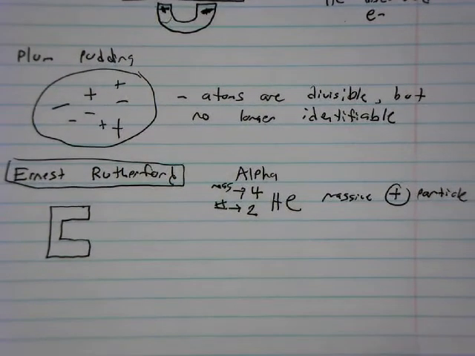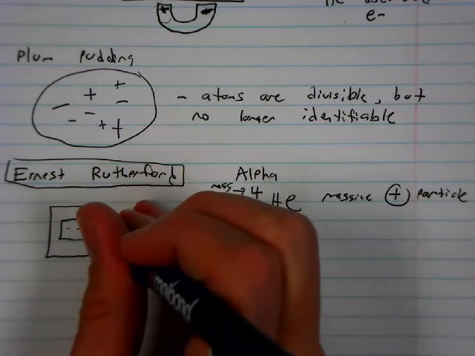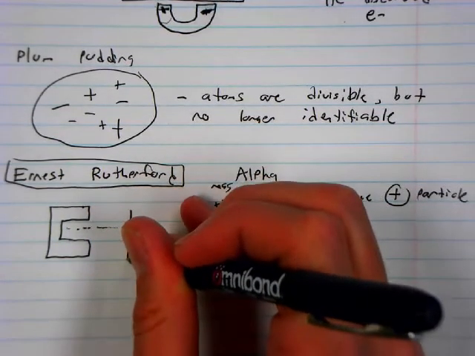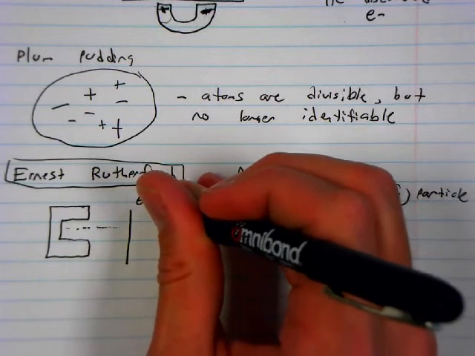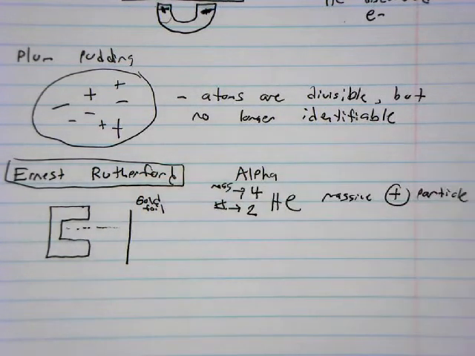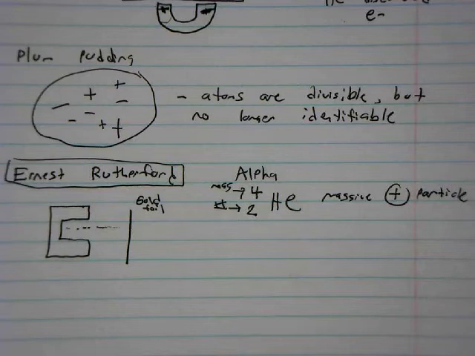So he was shooting these alpha particles out of this gun. Positive, positive, positive, into a really, really thin piece of gold foil. And gold foil can be worked really, really thin.